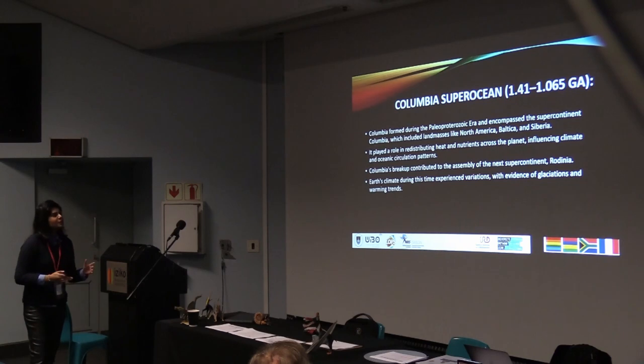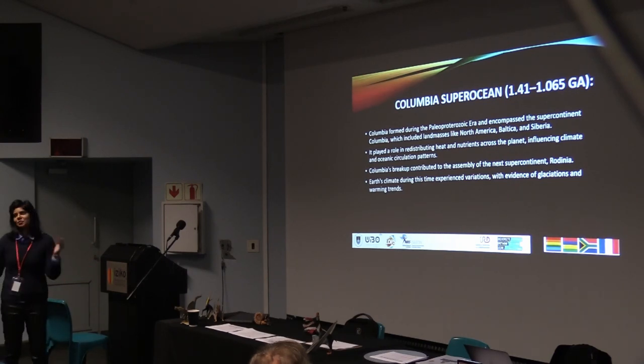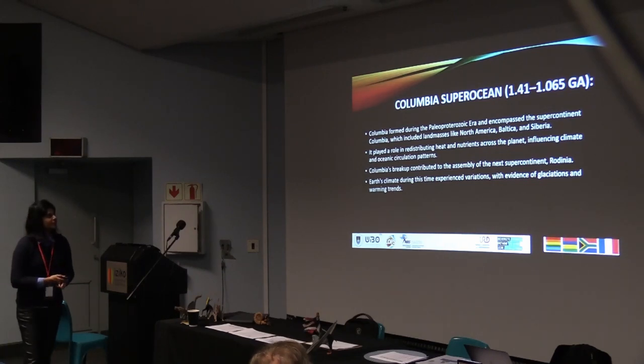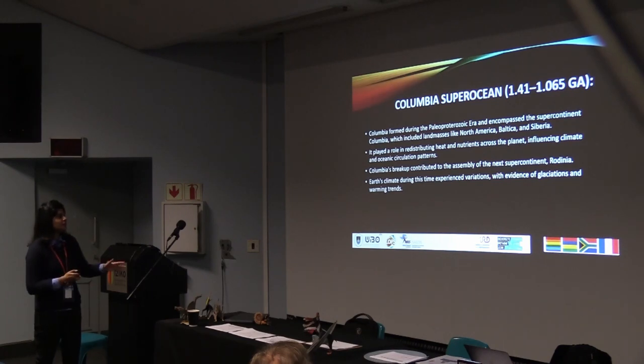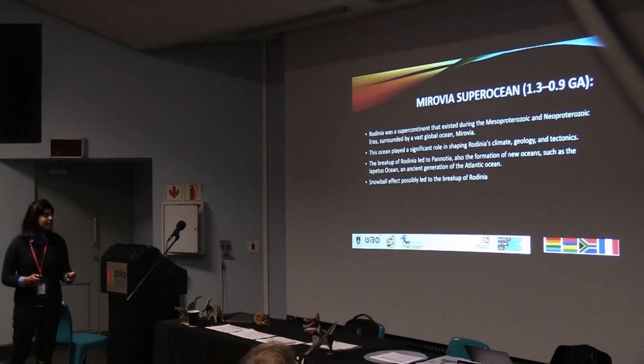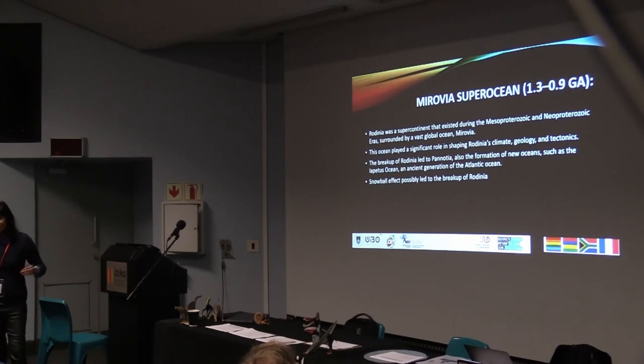So this one also experienced some cooling phase and some warming phase as well. But this one, we probably know a little bit more compared to the previous one. Now, I mentioned Rodinia. Rodinia was the landmass. Mirovia was the ocean.